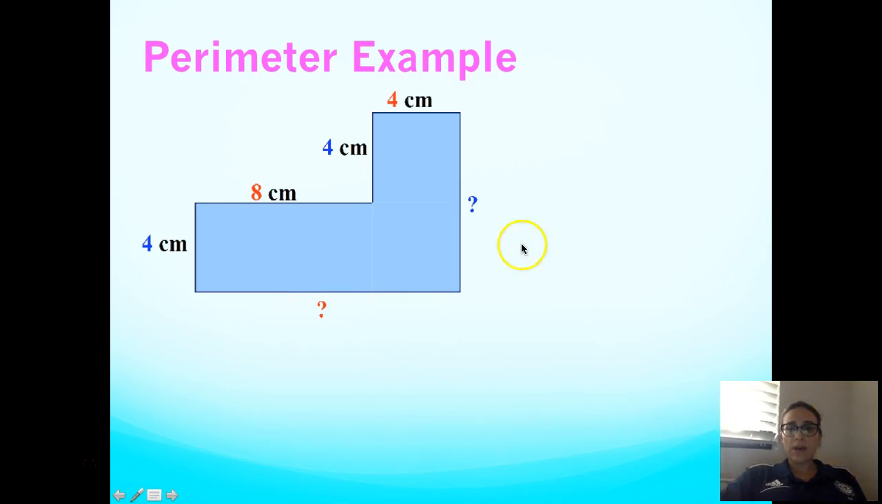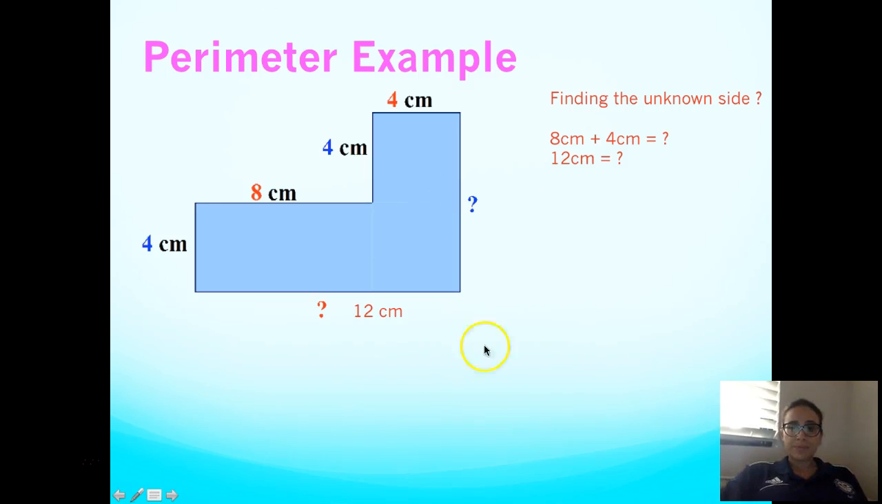We've got the red question mark and we also have the blue question mark. So let's find the unknown side of our red question mark. So this length and this length equals this length because opposite sides of a shape that could be a rectangle are equal. So this is pretty simple. All you need to do is 8 centimeters plus 4 centimeters equals our question mark. 8 plus 4 is 12 centimeters. So we can now replace our red question mark with 12 centimeters.